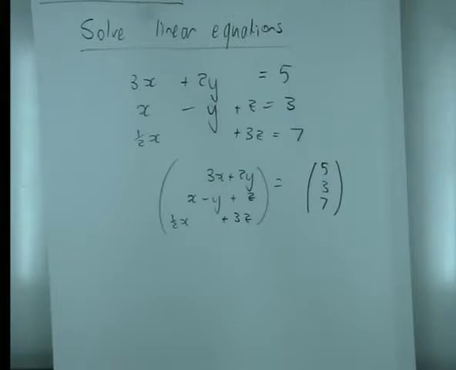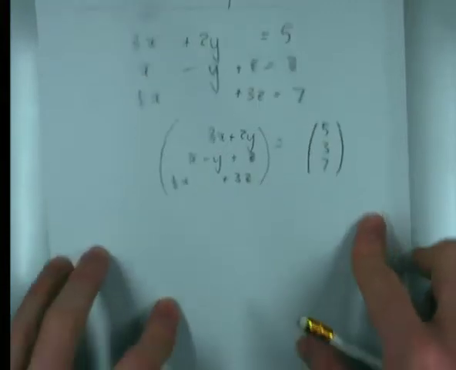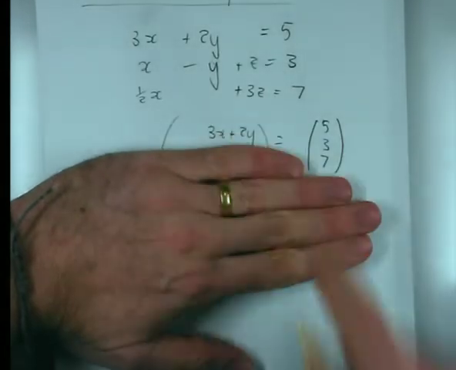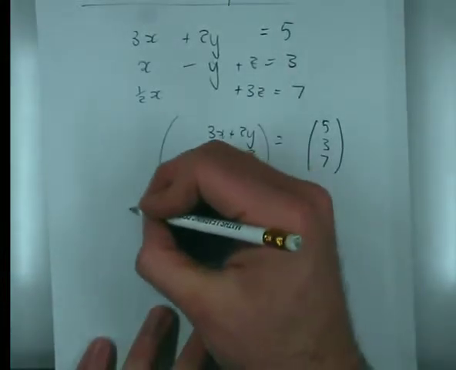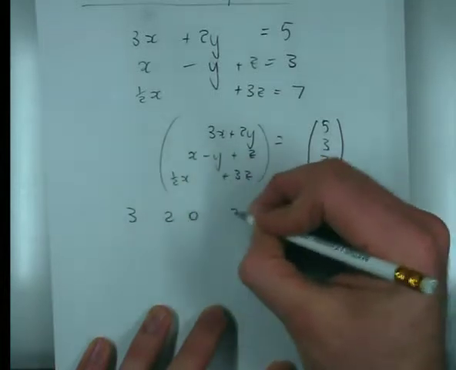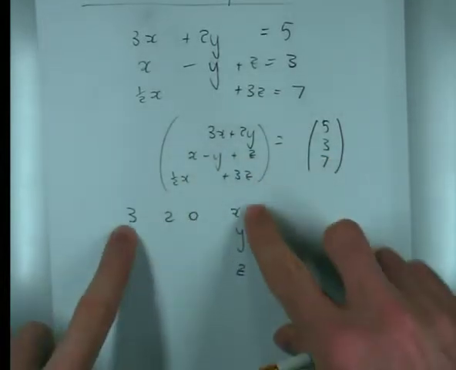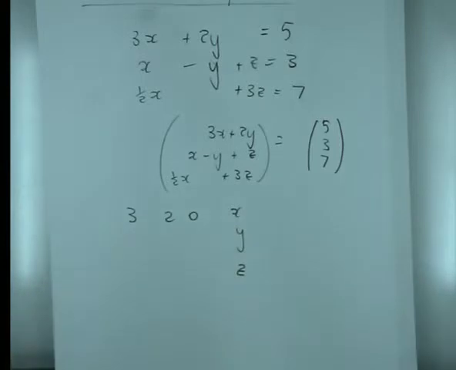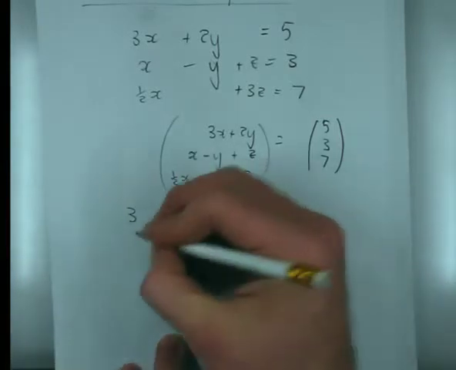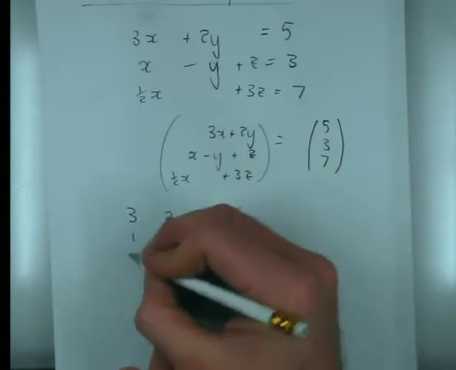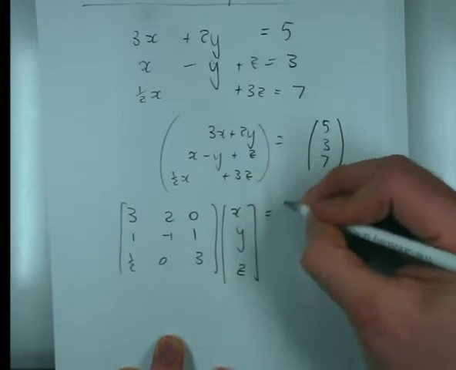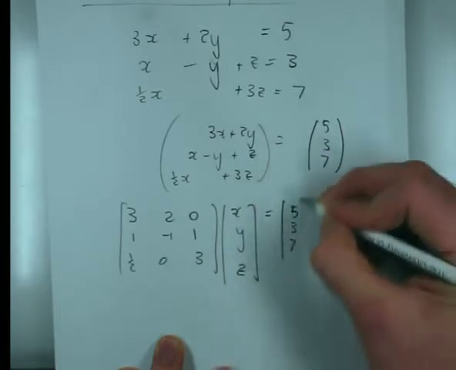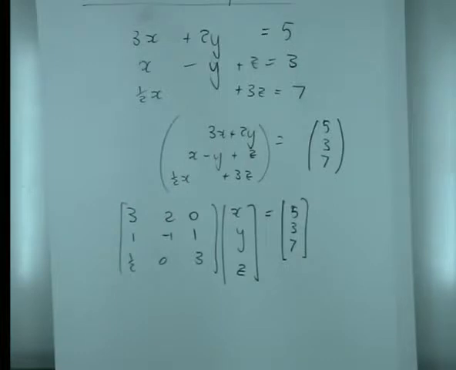Now that was only really a superficial change, but the next stage is to be really clever about the fact that we can now write it with a matrix, because just that bit there, the 3x plus 2y, that could be a dot product, with an x, y, z and a 3, 2, 0. Three times x plus 2 times y plus 0 times z. And this row, well, that would be a dot product between 1, minus 1 and 1. And this one would be a half, 0, 3. That's the magic, where the matrix comes in.